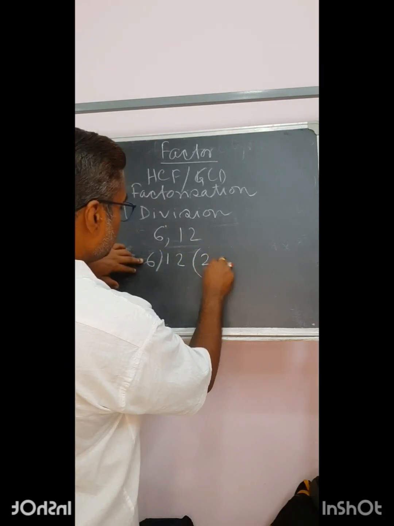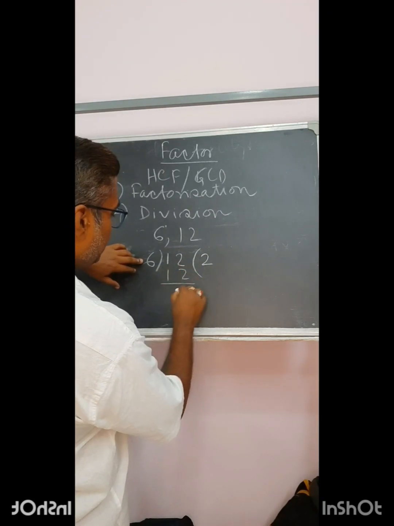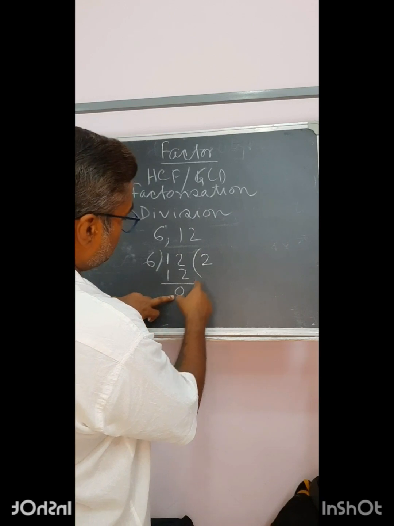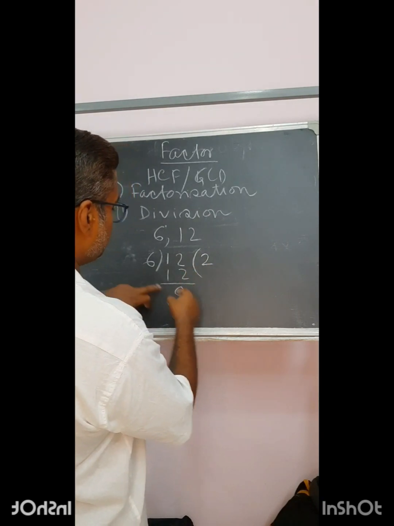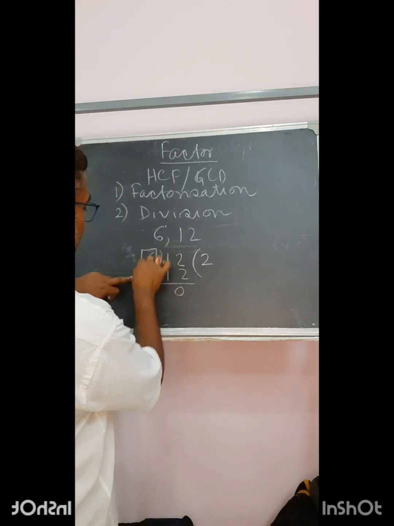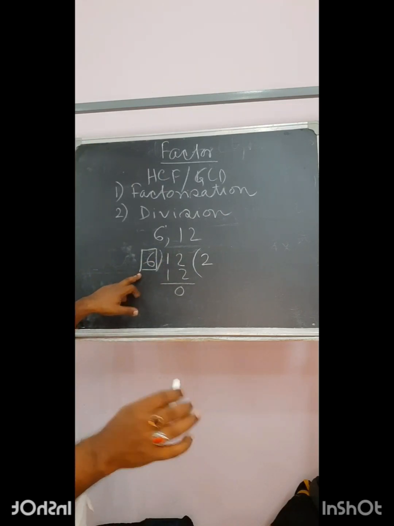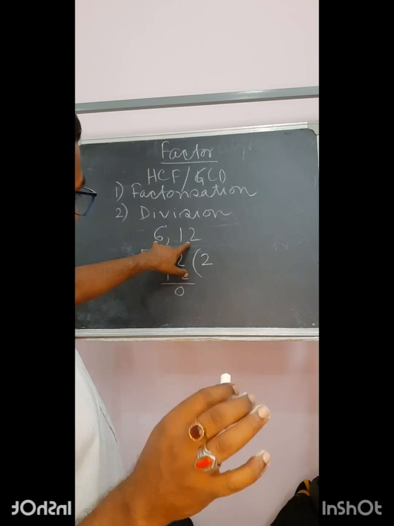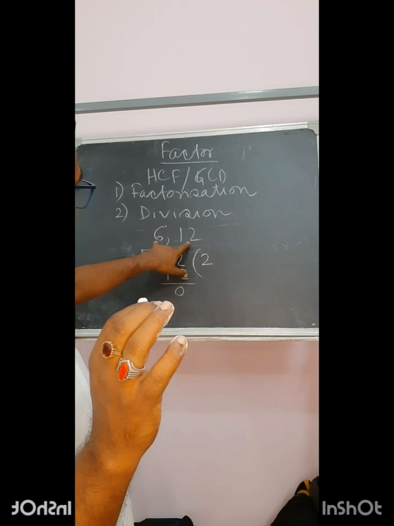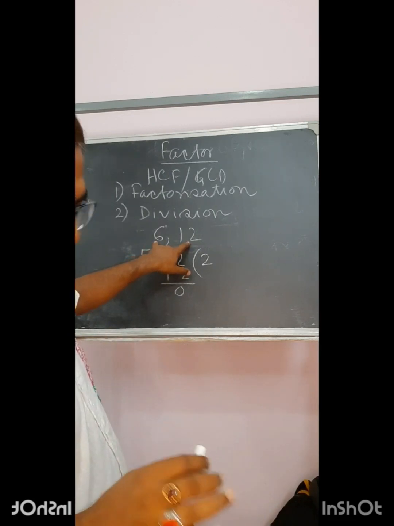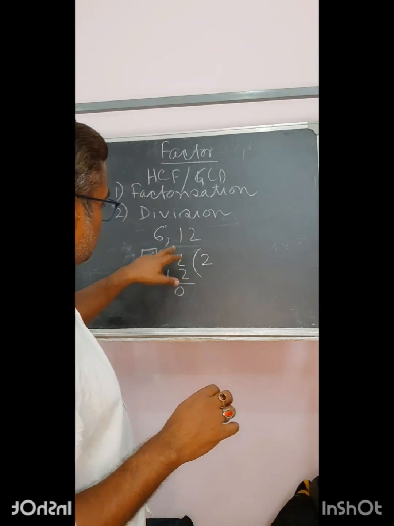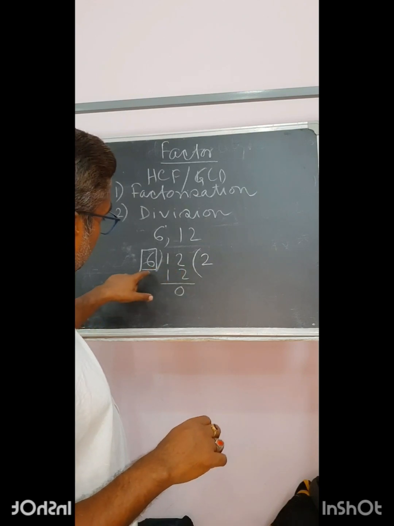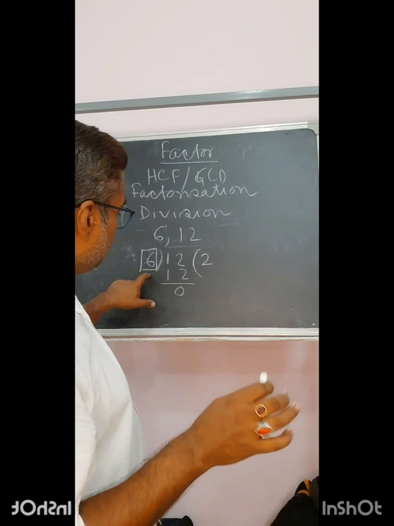So 6 2s are 12. Now here I am not getting any remainder. So if I am not getting a remainder, this will be finished, and the dividend will be the answer. So remember, if two numbers are given and you are being asked to calculate the HCF, in this case I have to divide the bigger number by the smaller number, and the last dividend whatever I get will be the answer.